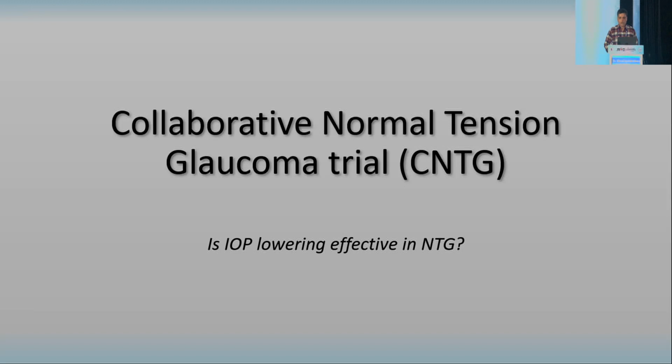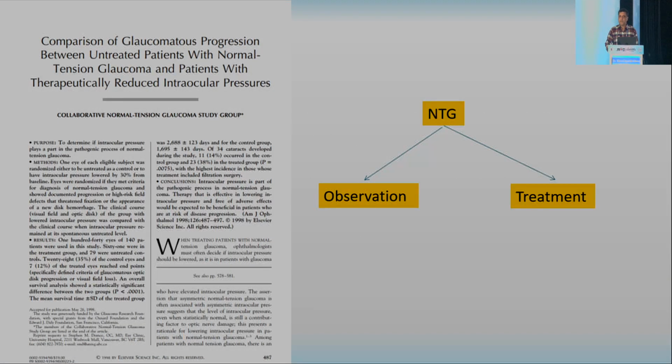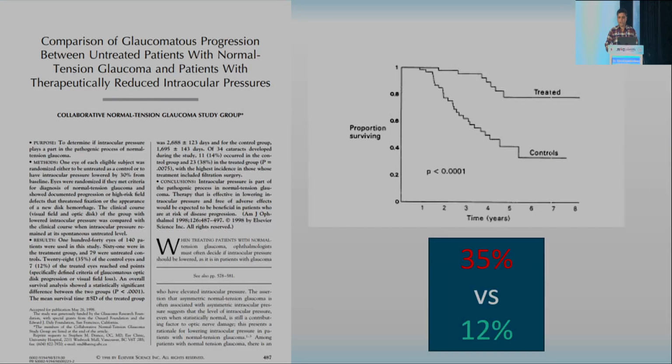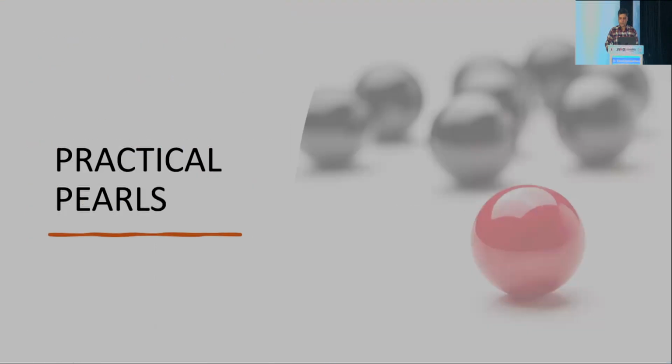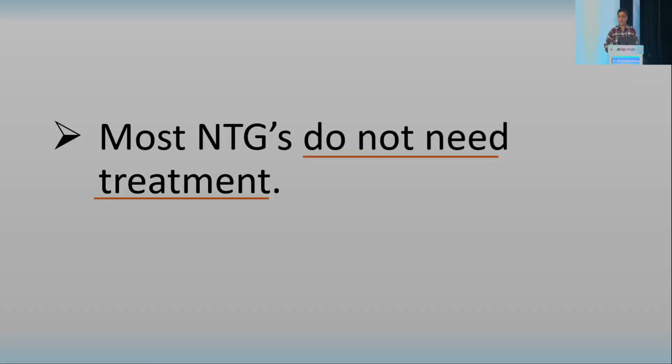The collaborative normal tension glaucoma trial looked at the effectiveness of IOP lowering in NTG. Patients were randomized into the observation and treatment arm, which aimed for an aggressive 30% reduction of IOP from baseline. The results were that the risk of progression could be reduced from 35% to 12%. And the practical pearl from here is that most NTGs do not obviously need treatment, simply because 65% did not progress over 8 years despite no treatment.